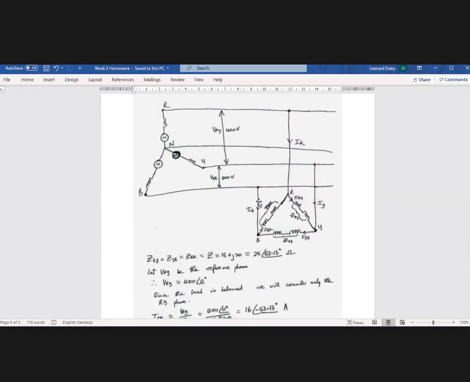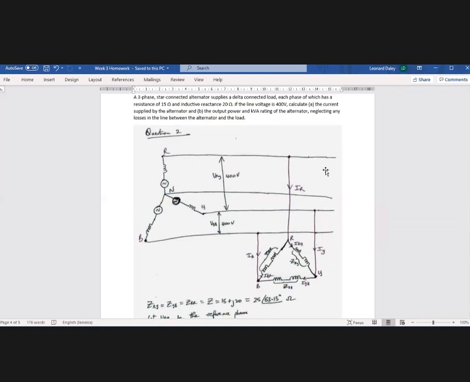With me? Everybody? Yes, sir. Anybody? No, sir. Repeat that again. Repeat what? The last part about what the generator is supplying.